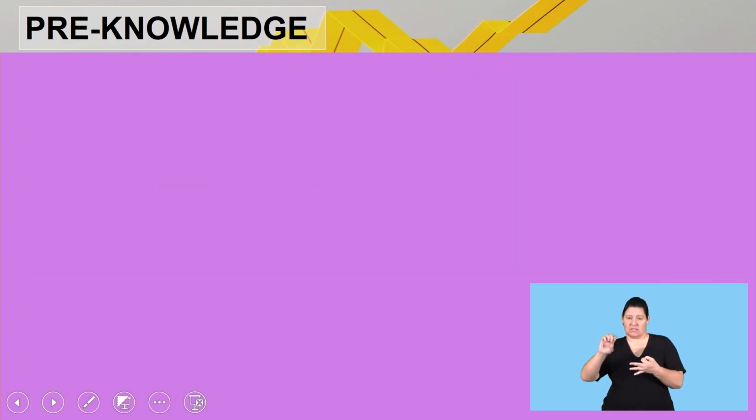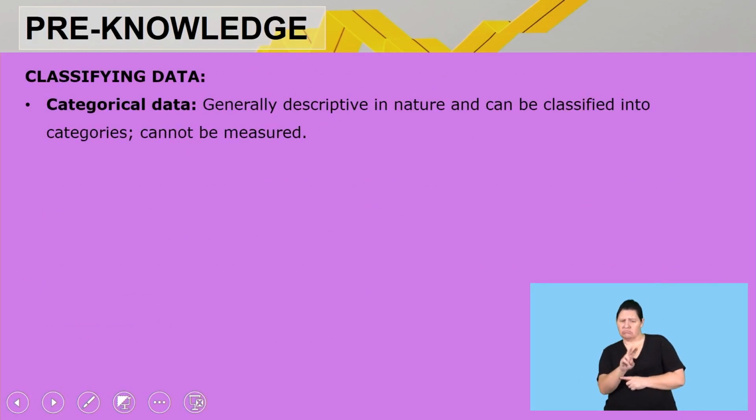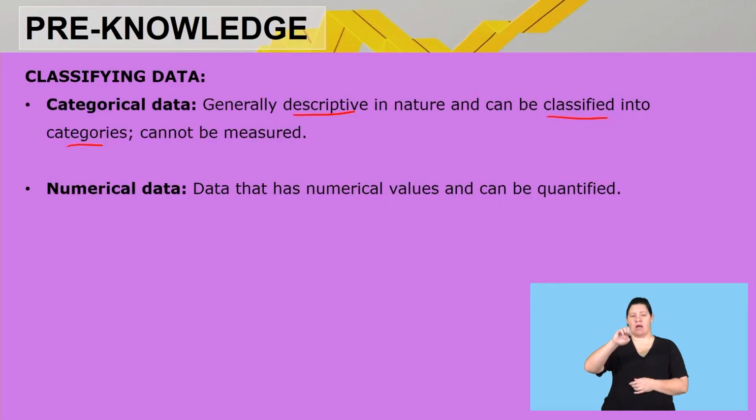Okay, there are a few other things that I want you to know as well. So when we classify data, for example, we will be looking at categorical data. That is generally descriptive in nature and can be classified into categories, right? It cannot be measured. Then we will be looking at numerical data, right? That's data that has numerical values and it can be quantified.